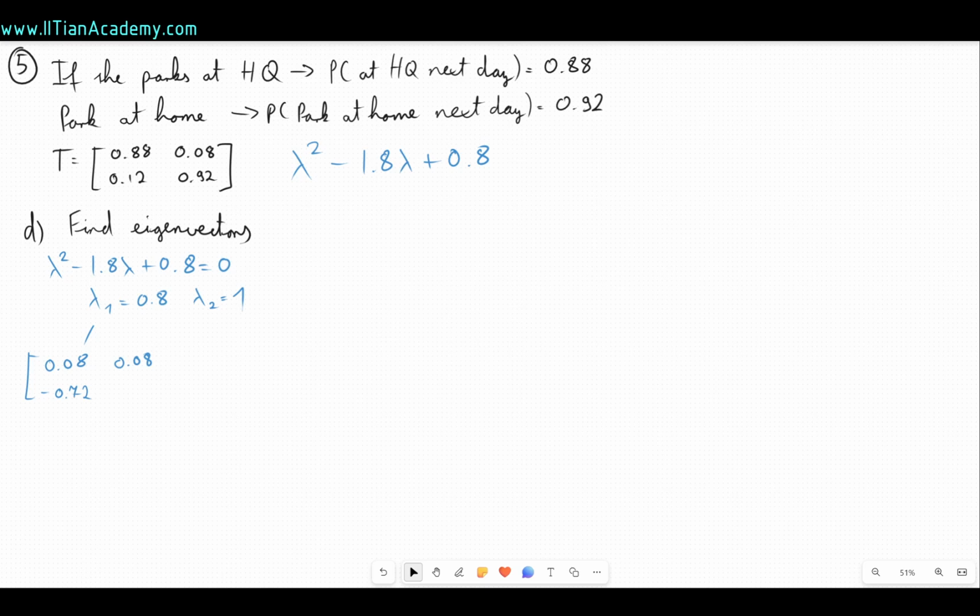Oh no, from here we obviously don't need to subtract it. We need to subtract the identity matrix times lambda. So we only need to subtract from the main diagonal. So this is also 0.12. And we need to find a vector AB that if we multiply it by, we get 0, 0.